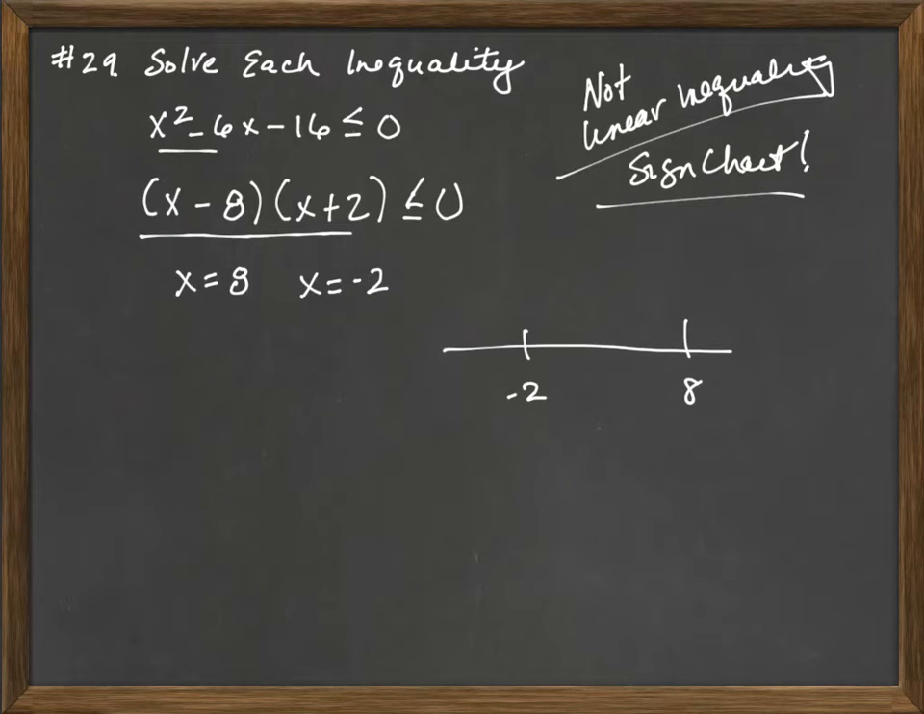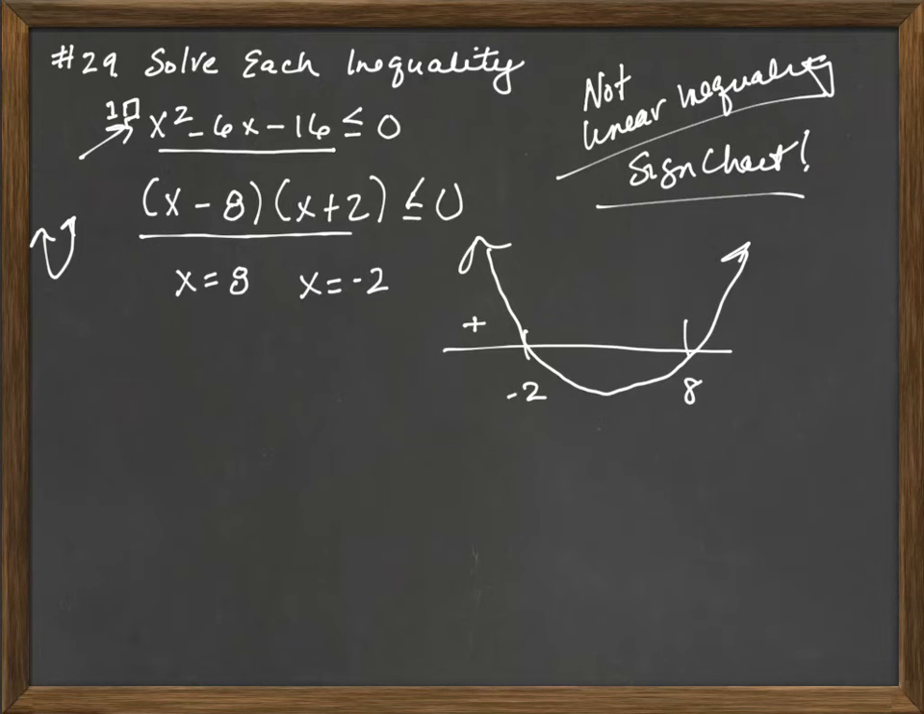And then you look at your function, and you can use end behavior. This is an even polynomial with 1 as a coefficient, so a positive coefficient, so end behavior would be this. This is just a sketch of the graph, but it helps us with where the graph is positive and negative. So it's positive before negative 2, and then negative between negative 2 and 8, and then positive again after 8.